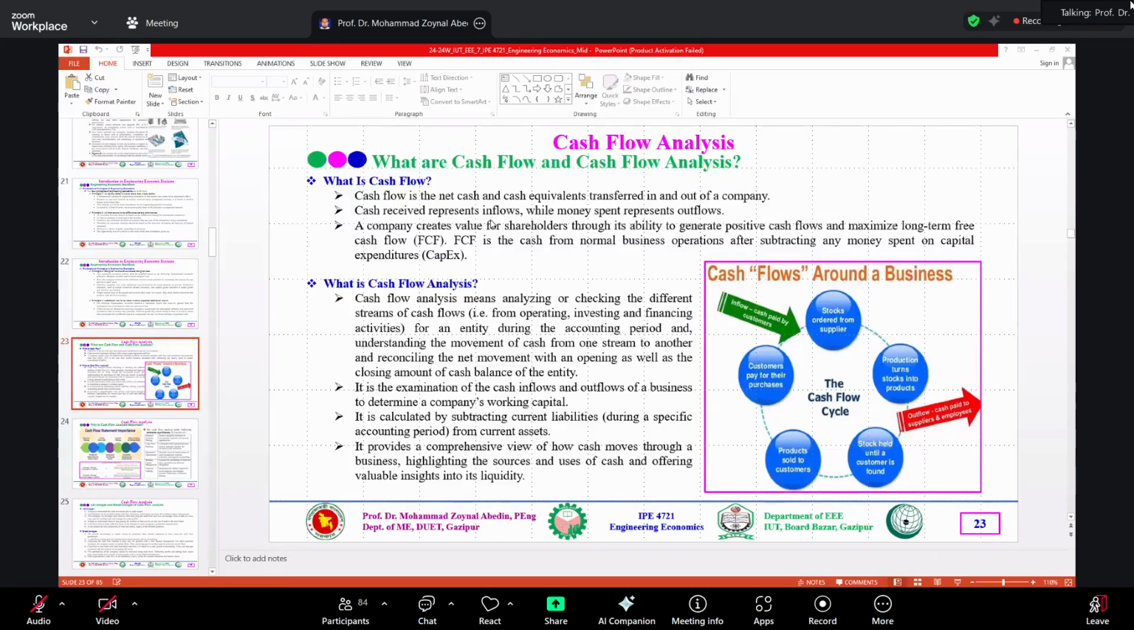Cash received represents inflows, while money spent represents outflows. A company creates value for shareholders through its ability to generate positive cash flows and maximize long-term free cash flow, FCF. FCF is the cash from normal business operation after subtracting any money spent on capital expenditures.